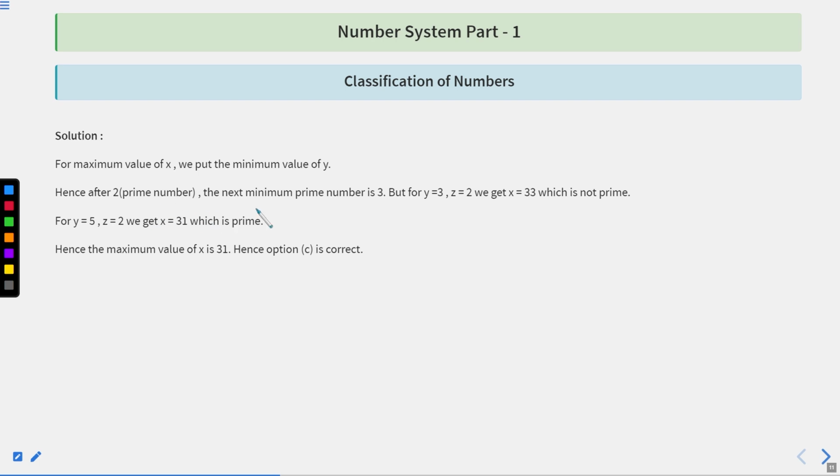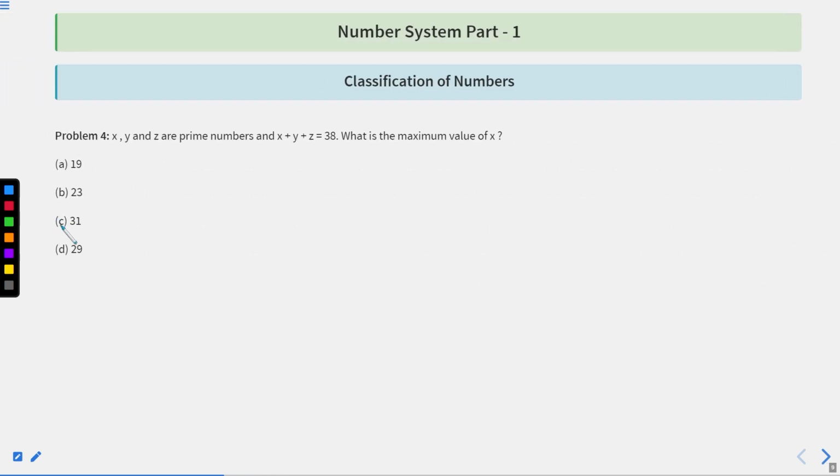So hence after 2, the next minimum prime number is 3. But for y equal to 3, z equal to 2, we get x equal to 33, which is not a prime number. So we need to find another number that we can choose for y, so that we get a number which is a prime. If we choose y equal to 5 and z equal to 2, we get x equal to 31. Is it a prime number? Yes, x equal to 31 is a prime number. So hence the maximum value of x is 31. So option C here is correct.